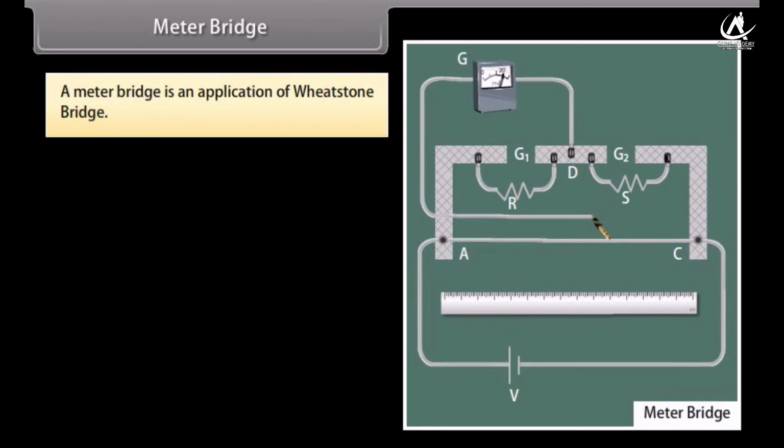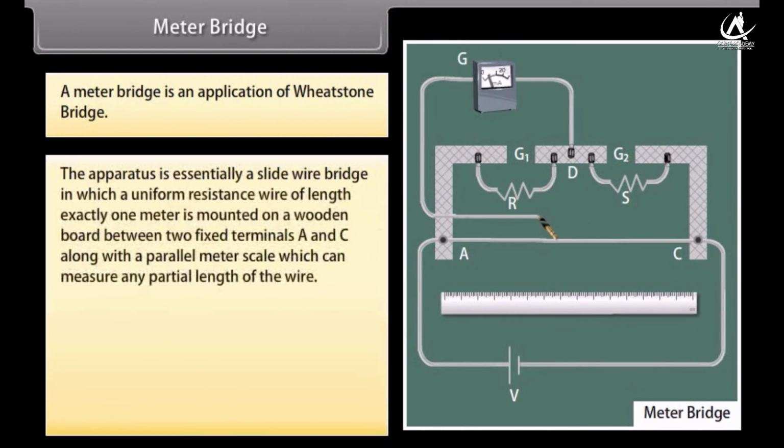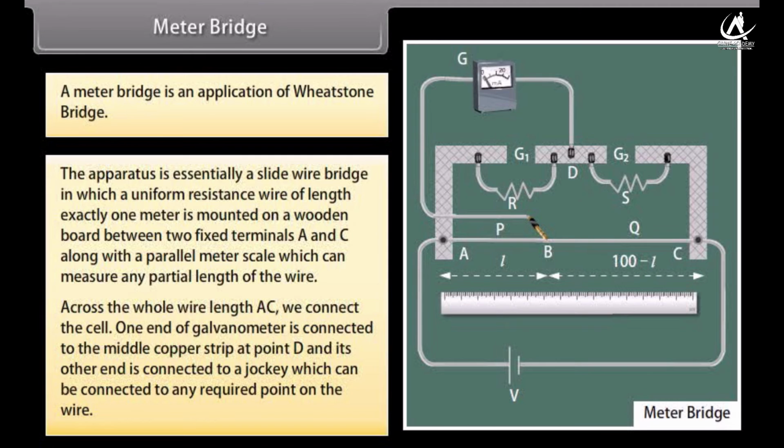Meter bridge. A meter bridge is an application of Wheatstone bridge. The apparatus is essentially a slide wire bridge in which a uniform resistance wire of length exactly 1 meter is mounted on a wooden board between 2 fixed terminals A and C, along with a parallel meter scale which can measure any partial length of the wire. Across the whole wire length AC, we connect the cell.